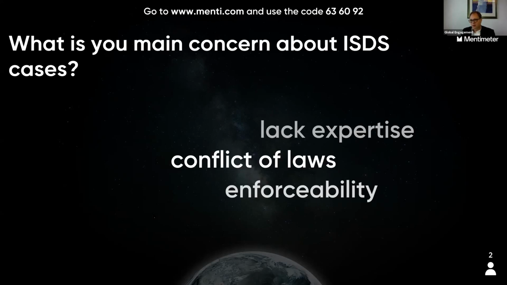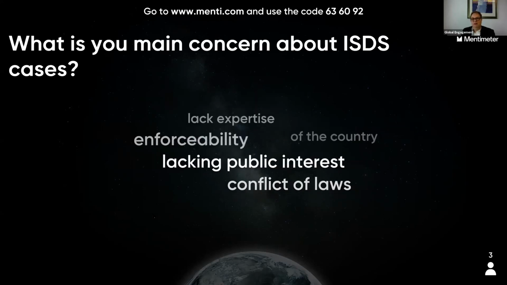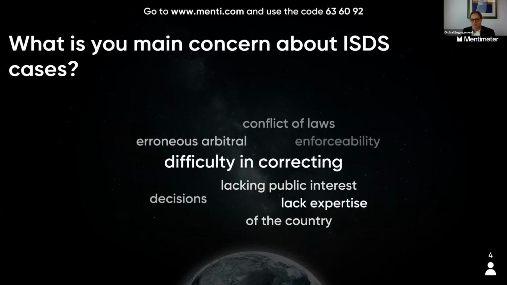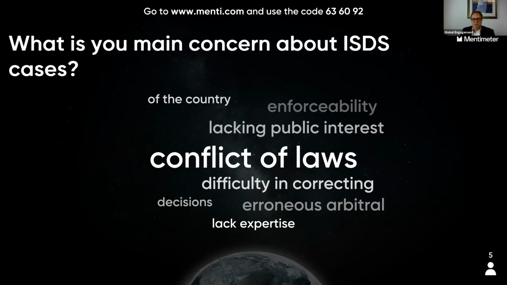I note that some of your concerns are enforceability. Would an award be published? How will we deal with local law expertise? What's happening with mistakes in the award? What will happen if we need to have a correction, and how is the public interest represented?